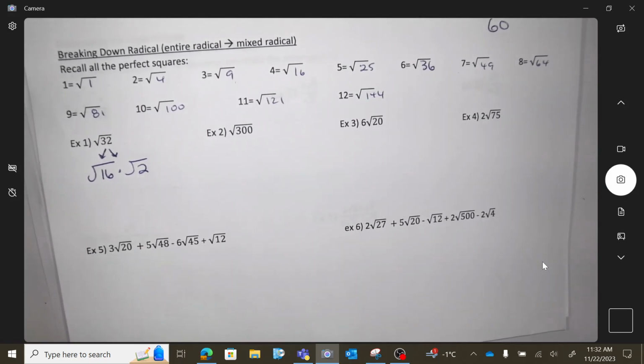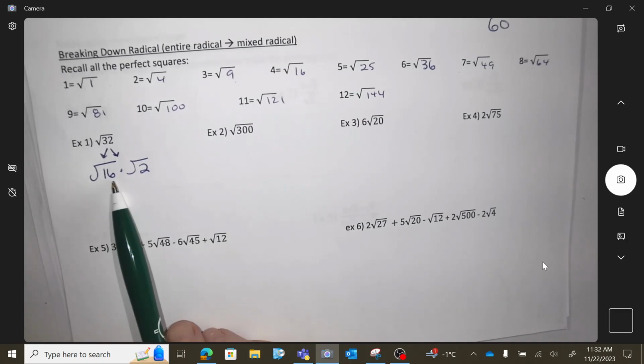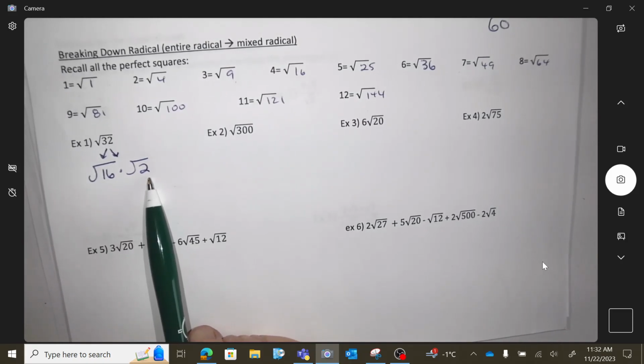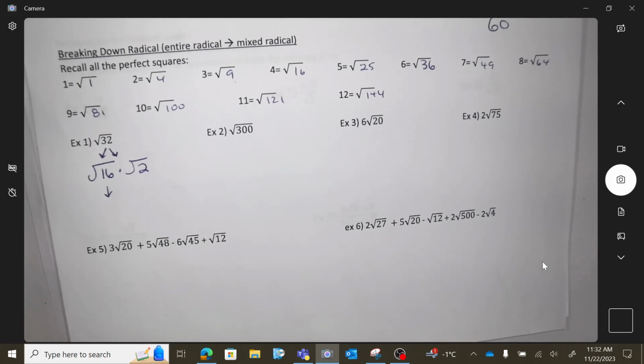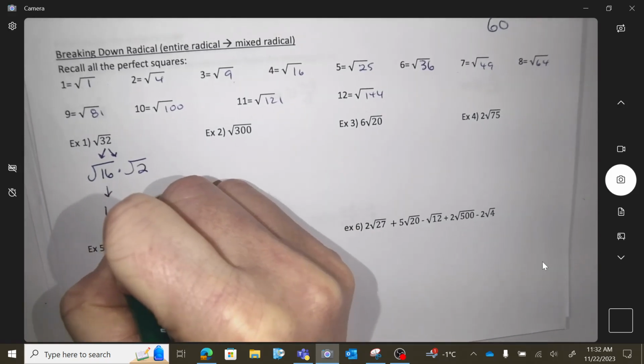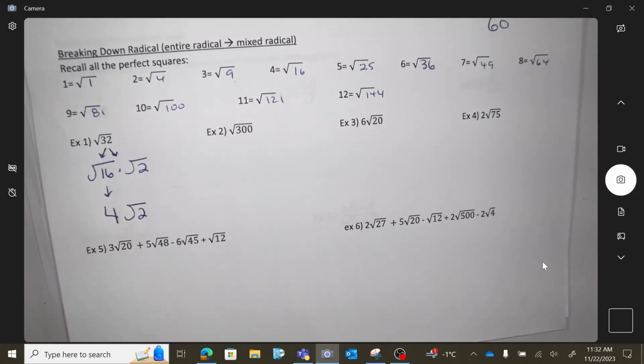Do you notice how I didn't change anything? Root 16 times root 2 is still root 32, right? That's still the same number. Then, what is root 16? 4, and then 4 root 2. Okay? My class, we did this last year, grade 10, this exact thing. So it's not fresh, right? You forget. Maybe a little bit.